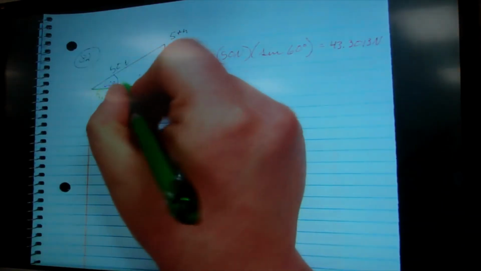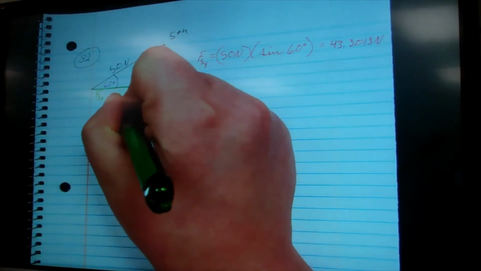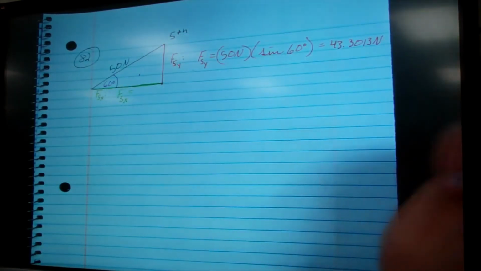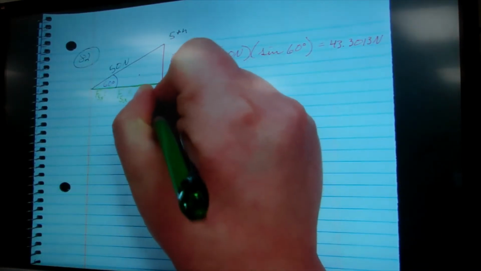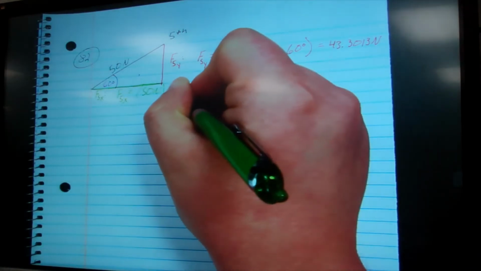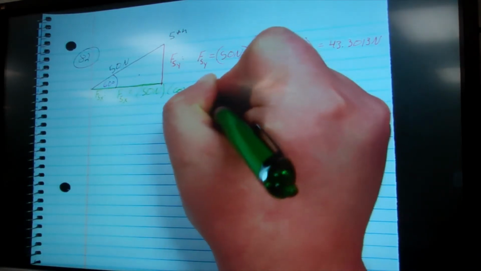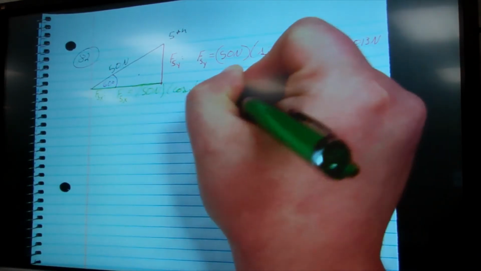Now I need the fifth force X component, which will be equal to the 50 newtons. It's adjacent, so this is cosine 60 degrees. 25.